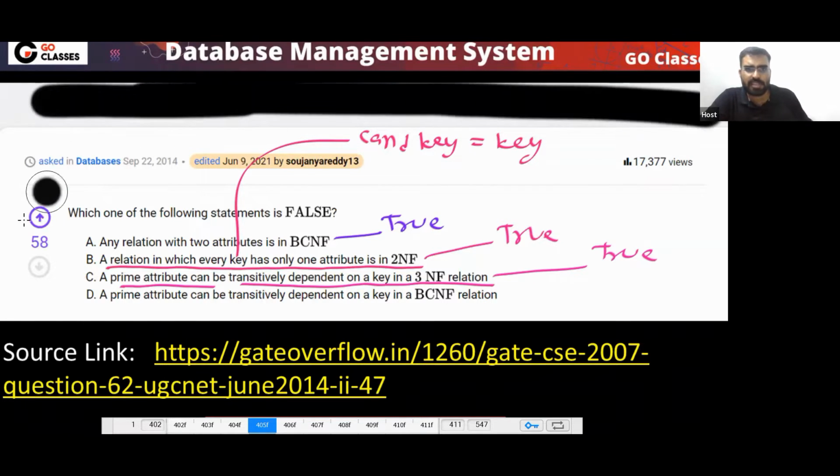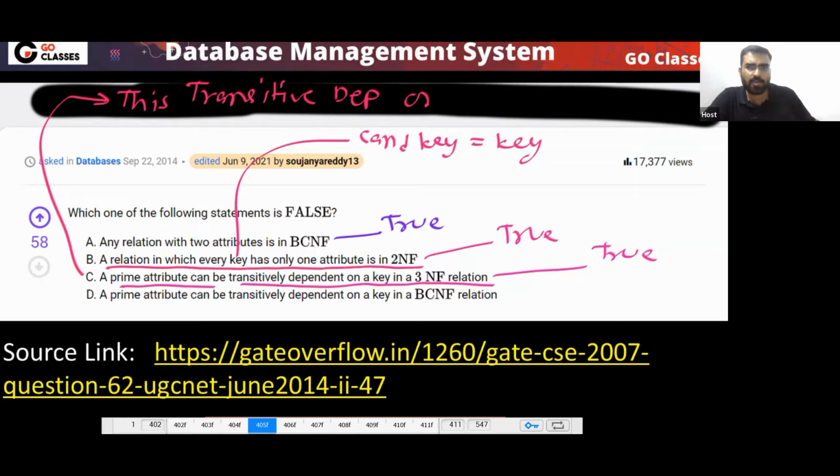We have already seen this. This transitive dependency is fine, and it is allowed in 3NF. At this point, can you notice? Now can you notice that those concepts, like 3NF does not have transitive dependency, are wrong? This GATE question is saying that those concepts are wrong. Please read this question and tell me.